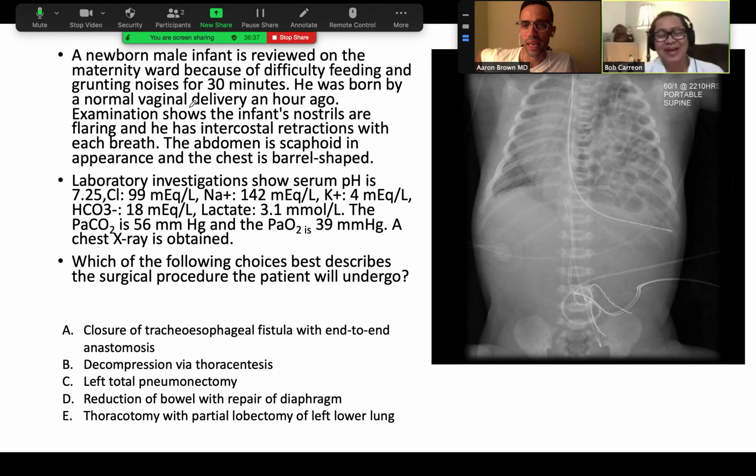Okay, so we have a question for you here. Very much a giveaway. Okay, so you're right about that. It is diaphragmatic hernia. However, that may be the easy part of the question. The hard part is knowing what to do next.